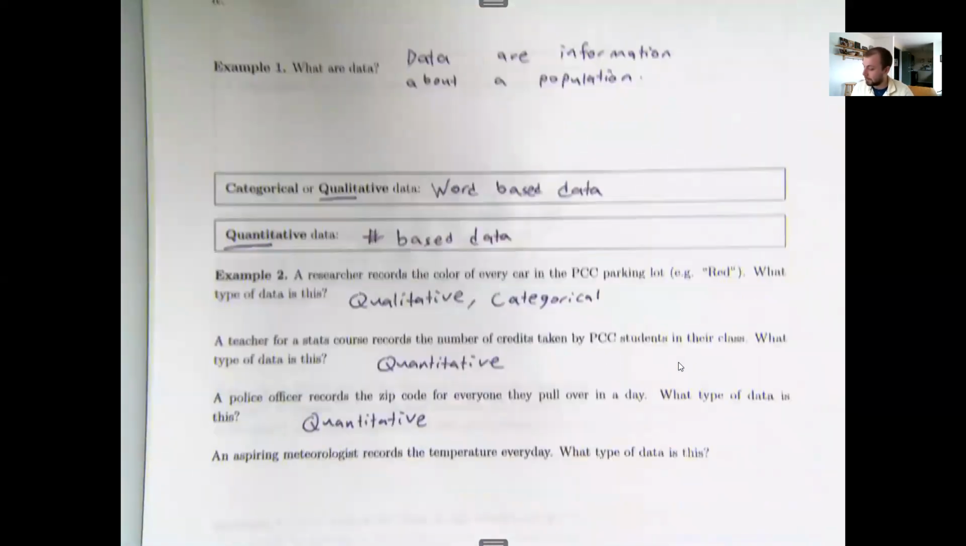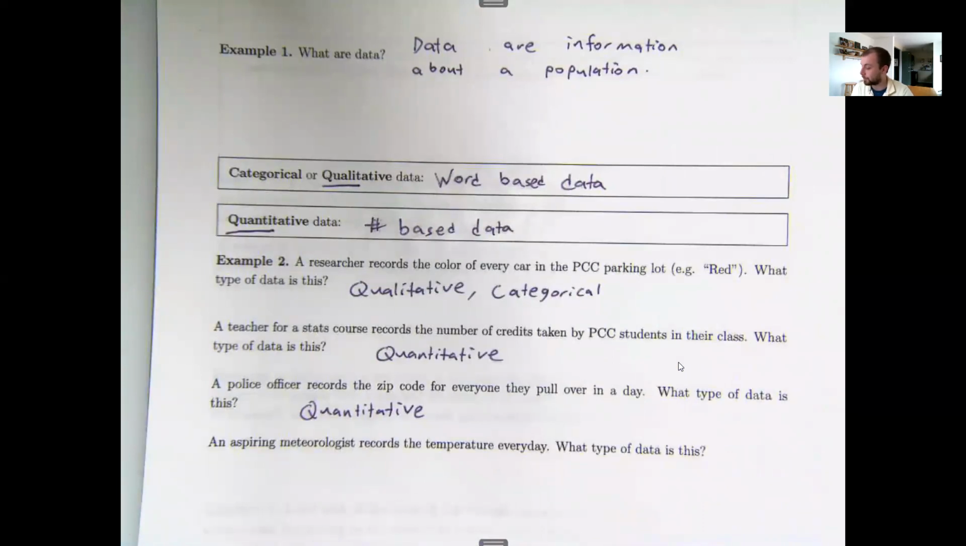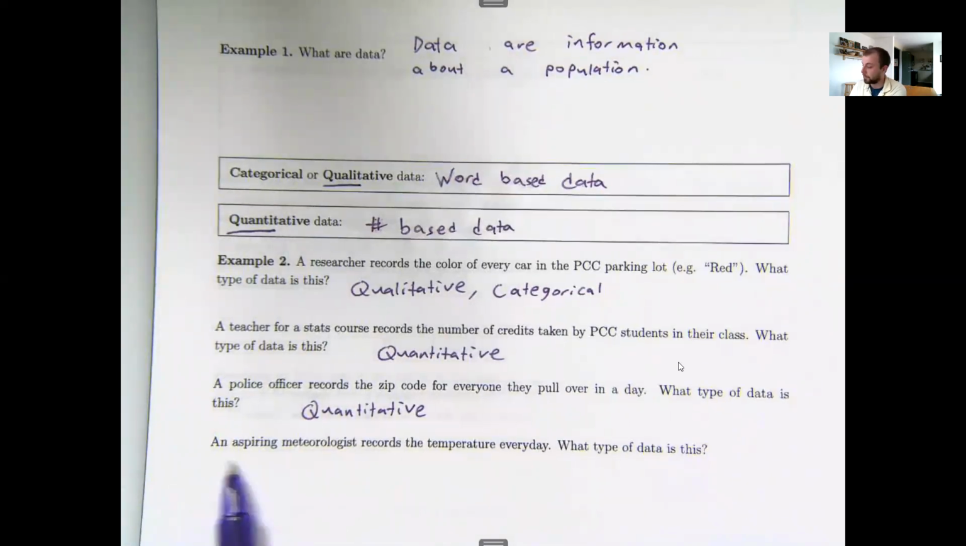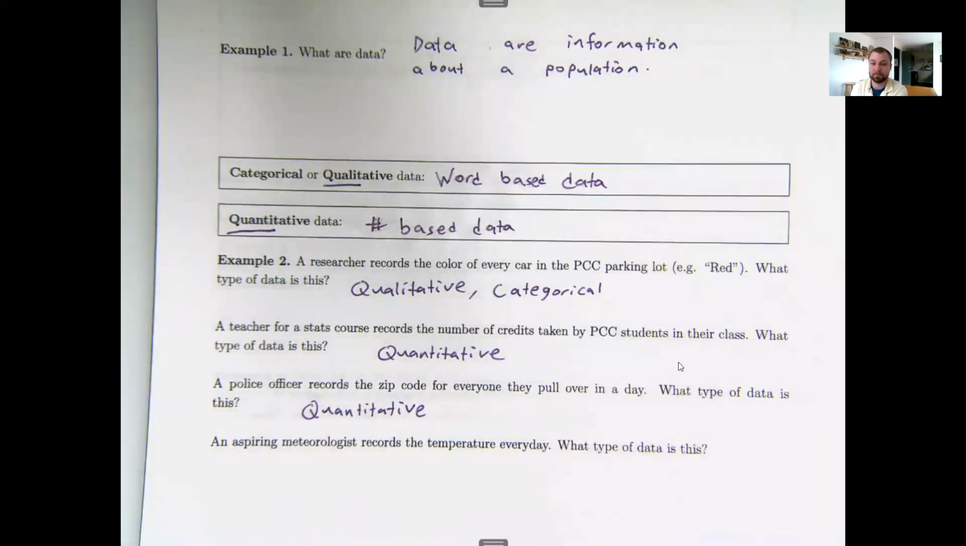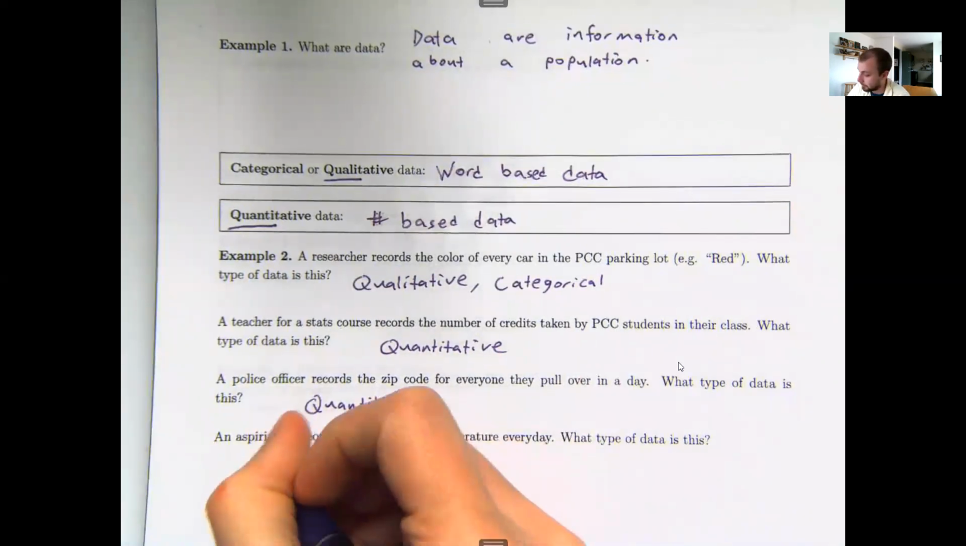Let's try another one. An aspiring meteorologist records the temperature every day. What type of data? Okay, try pausing the video here for a minute, looking at this, and ask yourself, does this feel like word-based or number-based data? So again, just pause the video for 2 or 3 seconds there. Does this feel like word-based or number-based data? Okay, and this might drive some of you super, super crazy. I'm going to say that I think this is qualitative.